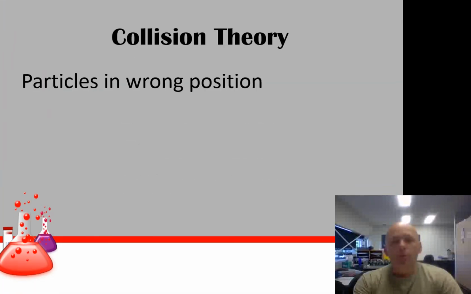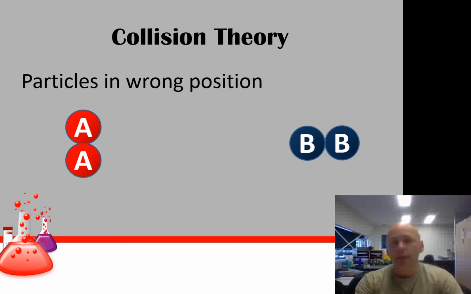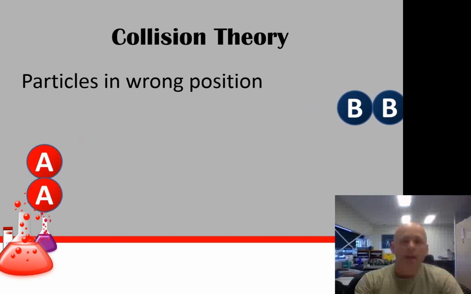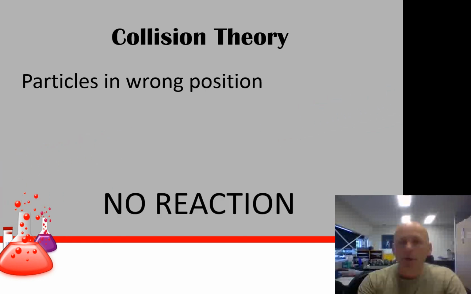Sometimes you can have the particles in the wrong position, and if they're in the wrong position, there's not going to be a reaction. Alright, here we have molecules A and B again. They move towards each other, bang, no reaction because they weren't orientated quite right.